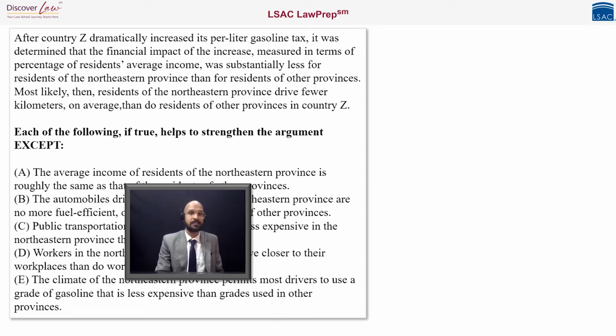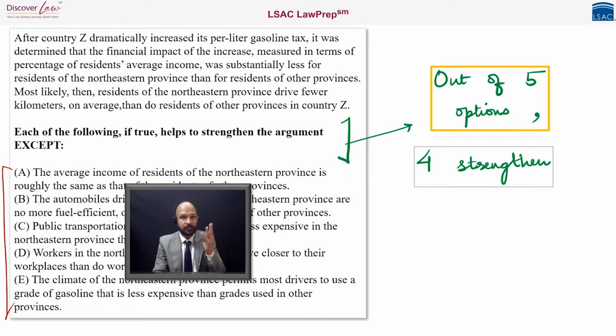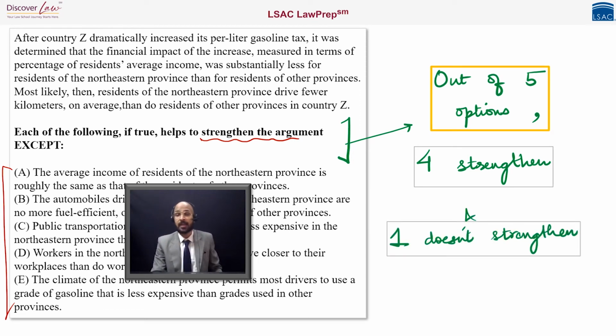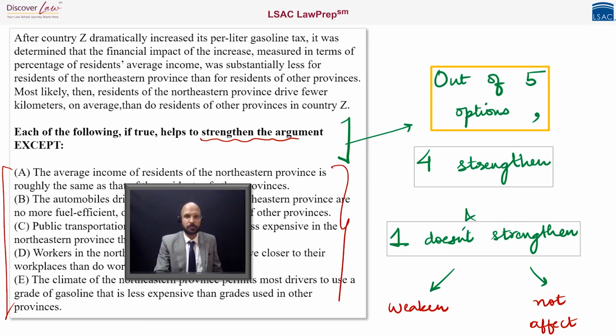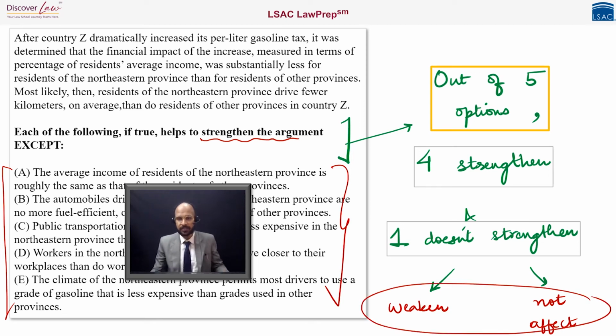It says each of the following, if true, helps to strengthen the argument except, which means that out of these 5 options, 4 of them are going to help strengthen the argument, and then there's one that does not strengthen. Now, not strengthening does not mean weakening alone. It means that either it weakens or maybe it does not affect the argument. So we are looking for the option that either weakens or does not affect the argument, because 4 out of these 5 are going to strengthen and they are not our answers.